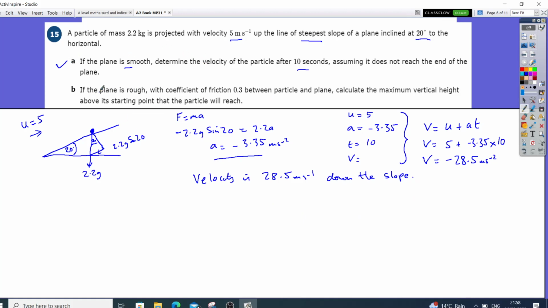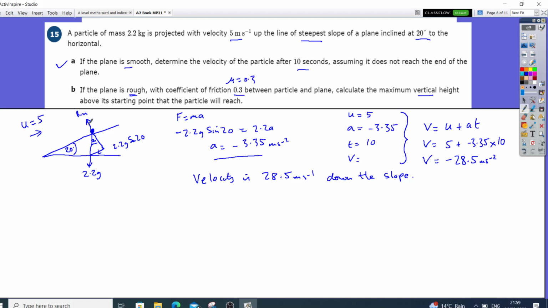So the second one: now if the plane is rough, we have to consider this contact force Rn, with the coefficient of friction mu being 0.3 between the particle and the plane. Calculate the maximum vertical height above its starting point that the particle reaches.